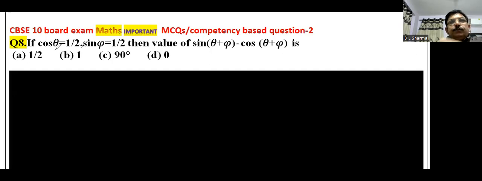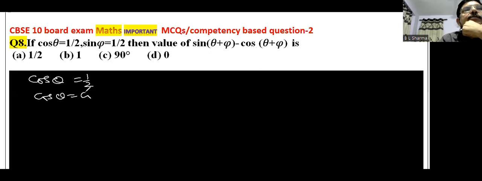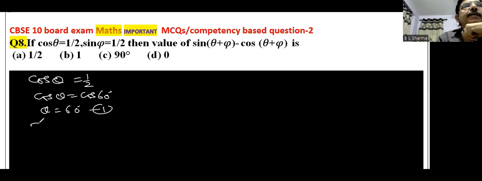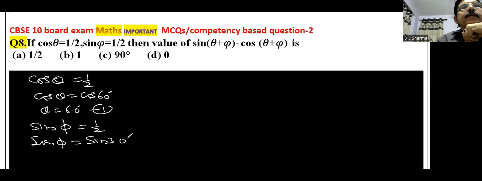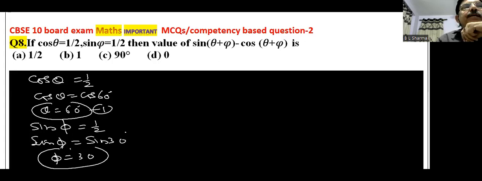If cos theta is 1 by 2 and sin phi is 1 by 2, then the value of sin(theta plus phi) minus cos(theta plus phi) is? It is given cos theta is 1 by 2, and cos theta is equal to cos 60, so theta is equal to 60 because cos 60 is 1 by 2. It is again given sin phi is 1 by 2. Sin 30 is 1 by 2, that is why phi is equal to 30. So the value of theta is 60 degrees and the value of phi is 30 degrees.